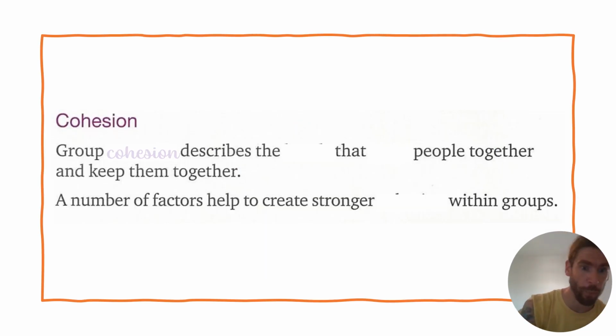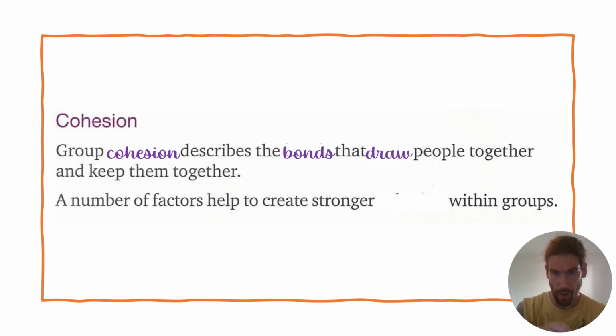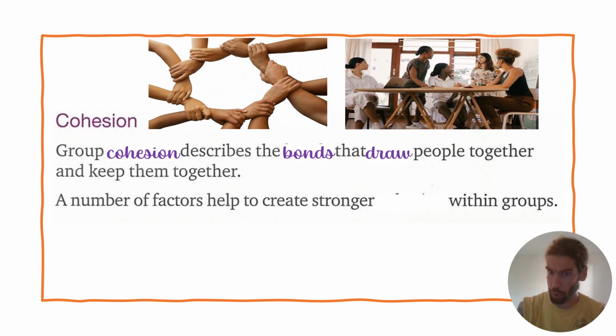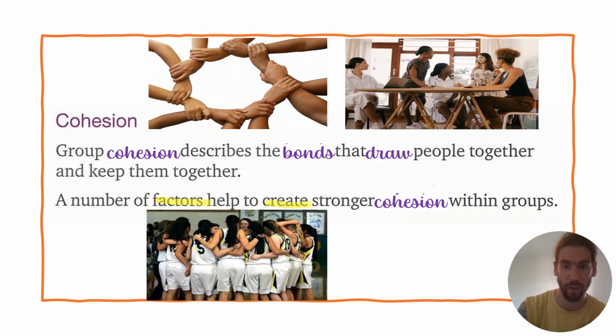Group cohesion describes the bonds that draw people together. Something connects people, it makes people bond together in a positive way. It draws people together to work on a common goal. We'll talk about that in the next sheet. A number of factors help to create stronger cohesion within groups.